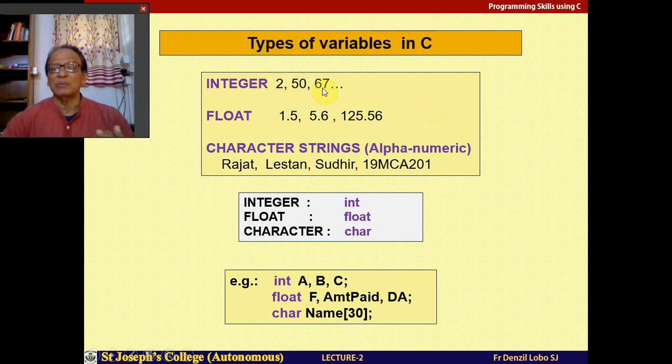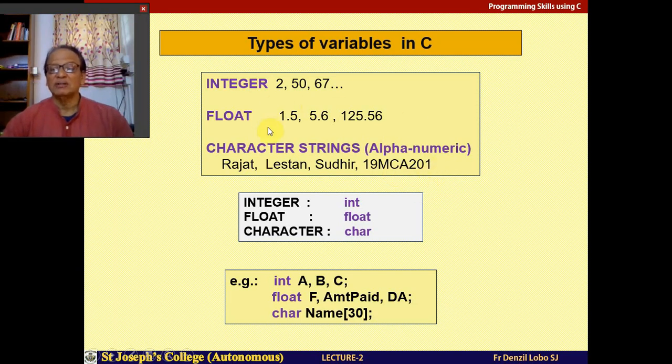Integers, these are whole numbers, 250, etc. Floating numbers are decimal numbers. You have got some examples here: 1.5, 5.6, etc. Character strings: we are going to deal with a lot of character strings, names to be entered. For example, Rajat, Leston, Sudhir, etc. These are the alphanumeric data we want to enter.